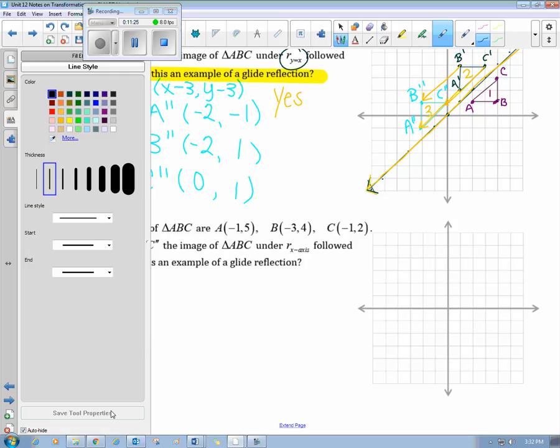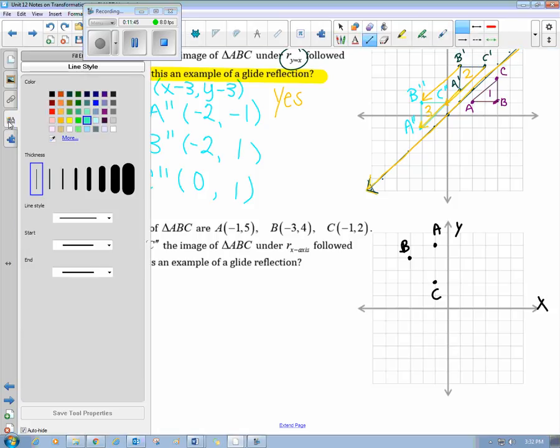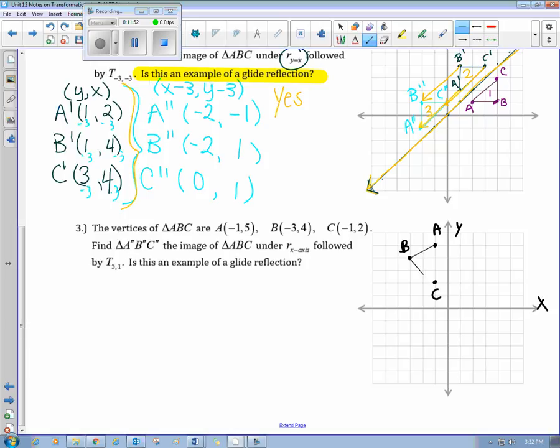So I have negative 1, 5. I have negative 3, 4. And I have negative 1, 2. So I have A, B, and C. I'm going to connect those points, get a straight line for each of them. I'm going to go A to B, B to C, and then C back to A.